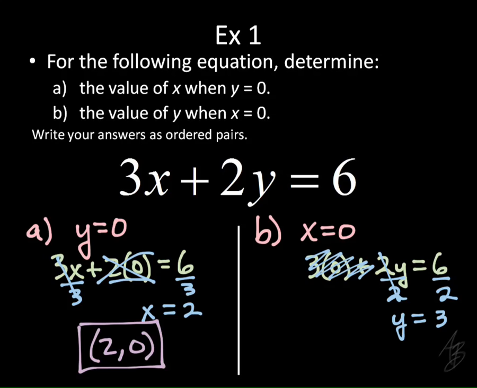0, 3, right? Because x always comes first, and we said that x is 0, y is 3. So since x comes first, we're going to have 0 first and 3 second. And there's your other ordered pair.